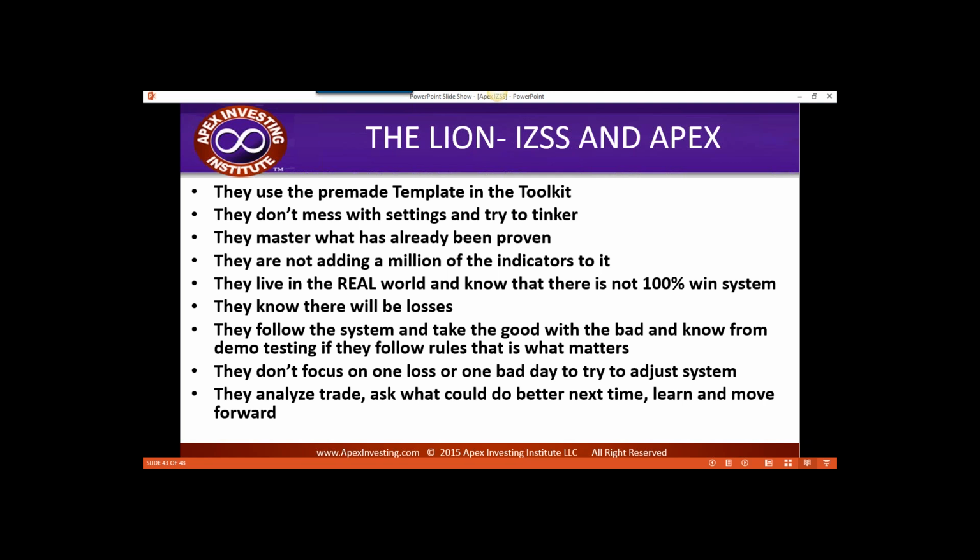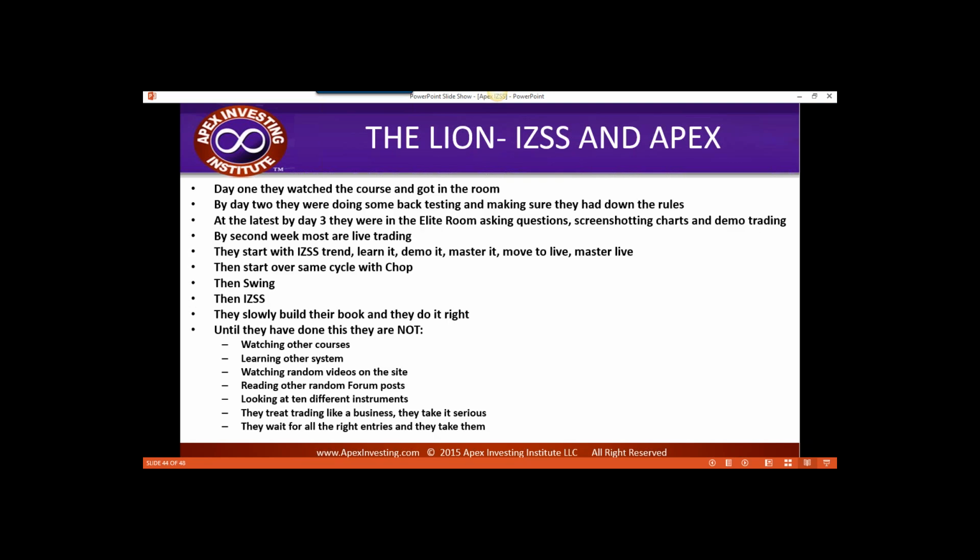They're not focused on that one loss or that one bad day. They're analyzing trades and always doing better. Most of the time, lion personalities, from day one, they watched the course and got in the room. By day 2, a lot of them were doing some back testing, making sure they had down the rules. And sometimes at the latest, by day 3, these people were in the elite room asking questions, screenshotting charts, and they were demo trading.